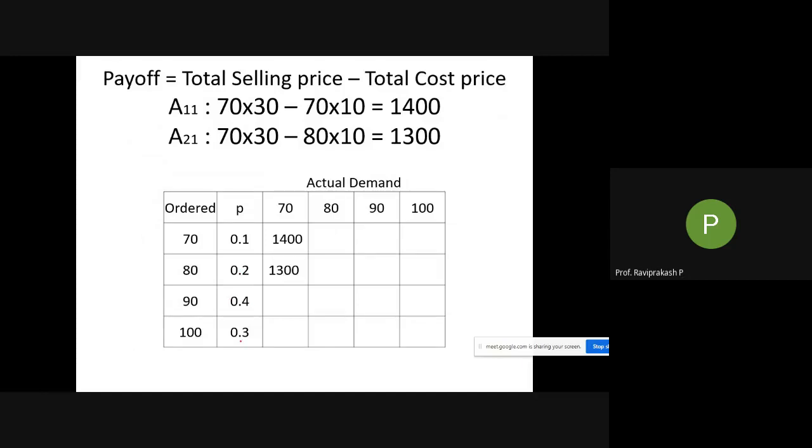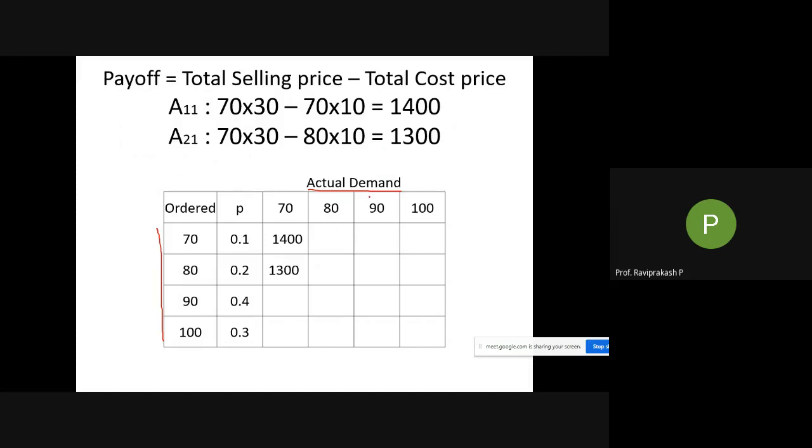We'll see in coming sums where we use this probability. So first, order 70, 80, 90, 100, then the probability, and on the horizontal side again 70, 80, 90, 100, which is the actual demand, while this is the ordered quantity. For 70 dozens the probability is 0.1, for 80 dozens 0.2, for 90 dozens 0.4, and for 100 dozens 0.3.